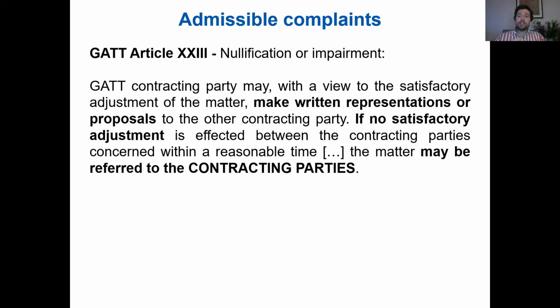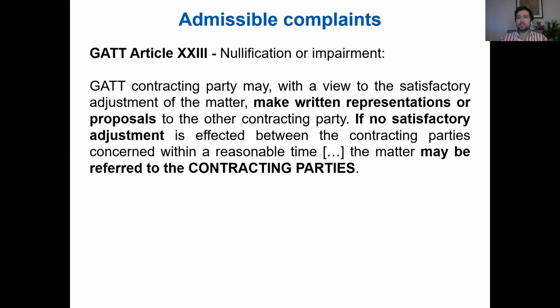So that is exactly what prescribes the dispute settlement that we now know under the WTO rules, and that was there before under the GATT. So if there are certain concerns on some nullification or impairment, which we will talk about, then the GATT contracting party may make written representations, something like a complaint, something like a request for consultations, and if there is no result of those consultations, then the matter may be referred within a reasonable period of time to the contracting parties.